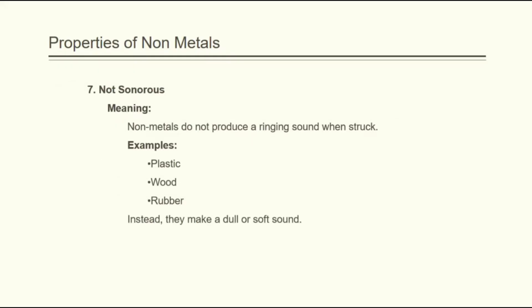Non-metals are not sonorous. This means that they do not produce a ringing sound when they are struck. For example, plastic, wood, and rubber, when struck, make a dull sound or a soft sound.